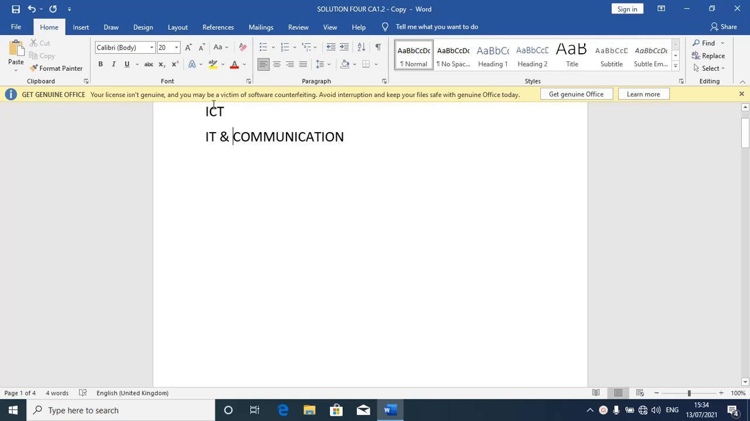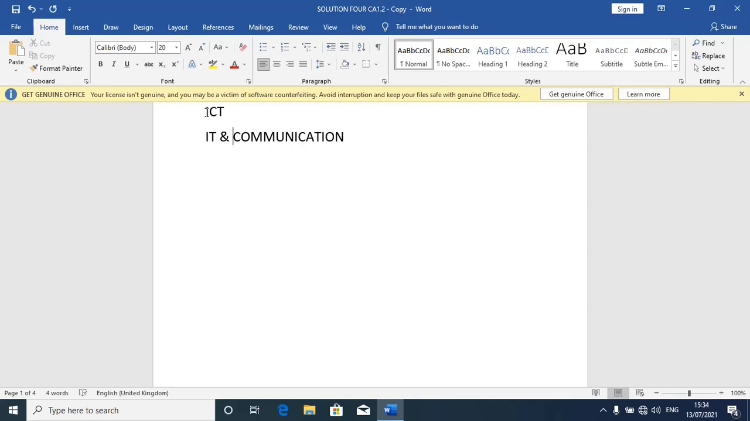Our ICT syllabus has two parts in it. The first part deals with the IT part. This part is more of a practical part, which requires students to have practical experience on the use of information technology, including the information technology gadgets. And the second part deals with the communication part. The communication part is more of a theory part.